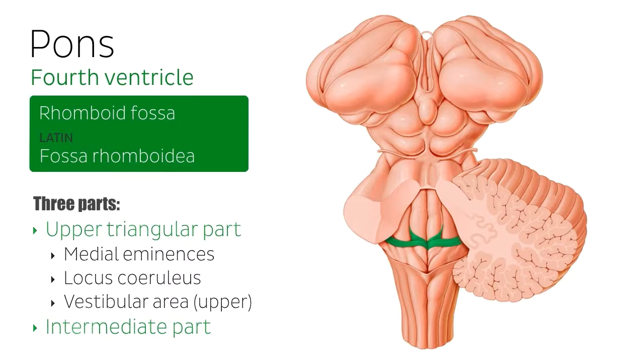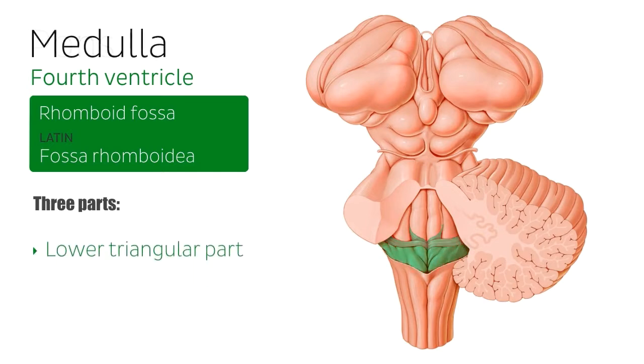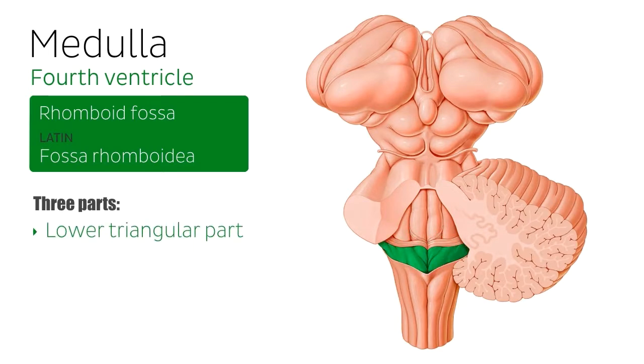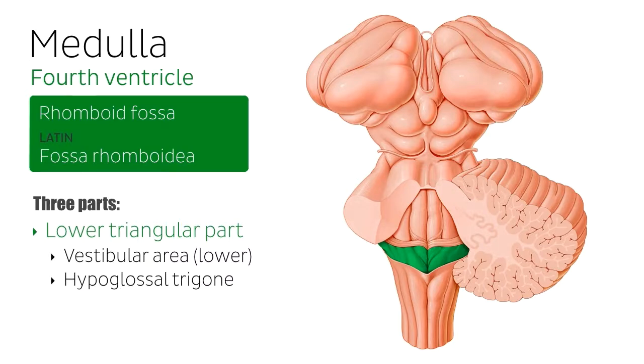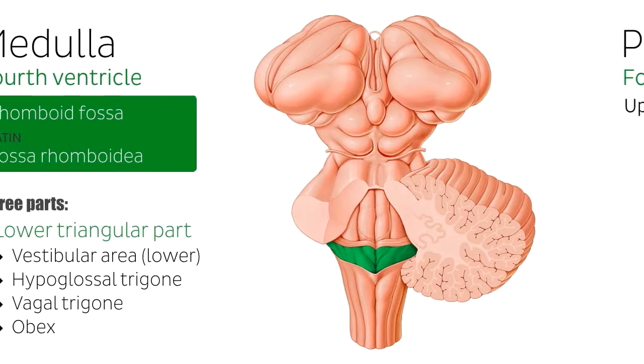And it also has a lower triangular part, which is made up of the superior part of the posterior surface of the medulla, which is also known as the open part of the medulla. And the structures that are found in this area are the lower portion of the vestibular area, the hypoglossal trigone, the vagal trigone, and the obex. And note that many of these regions contain elevations that are formed by cranial nerve nuclei, and we'll talk about these cranial nerve nuclei in the following slides.